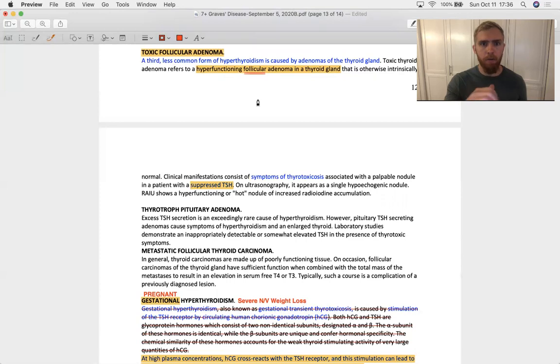Toxic follicular adenoma, same concept with the word toxic. That means that this adenoma is not waiting around for TSH to tell it, hey, make some thyroid hormone. It's just sitting there making thyroid hormone all day long. And it's going to be an adenoma, which is a benign cancer of glandular tissue. It's going to be a follicular adenoma, specifically because those follicular cells are the functional cells of the thyroid that are handling that thyroid hormone as it goes into the colloid and then back out into the blood. So if a patient's got a thyroid adenoma, you will be able to suppress their thyroid stimulating hormone because, again, it's uncoupled from TSH.